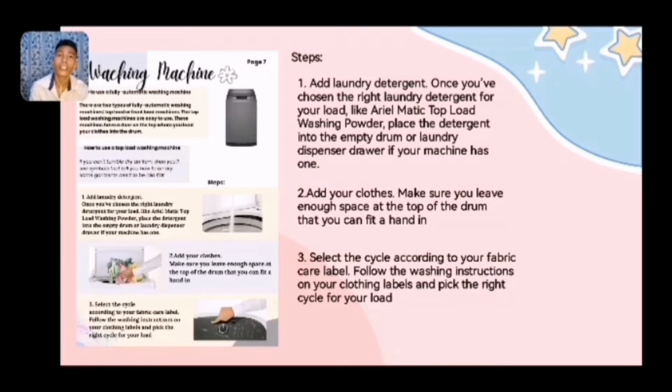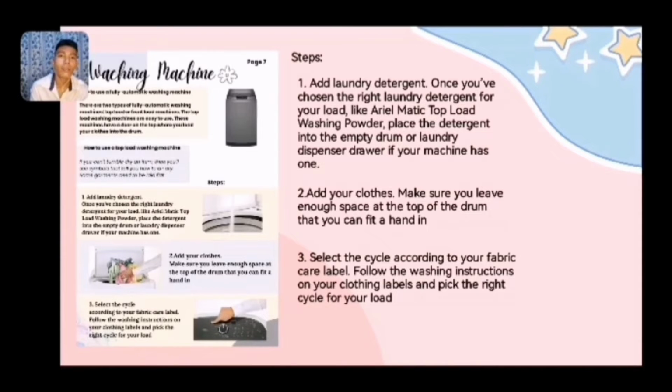Place the detergent into the empty drum or laundry dispenser drawer if your machine has one. So ang makita na ni kasagaran sa mga fully automatic washing machine, okay, nasa atubangan ra gyud na siya sa opening sa door sa atong washing machine, or nasa kilid, depende sa design sa manufacturer. Makita ra man sa niya yung mga procedure nga nakabutang.